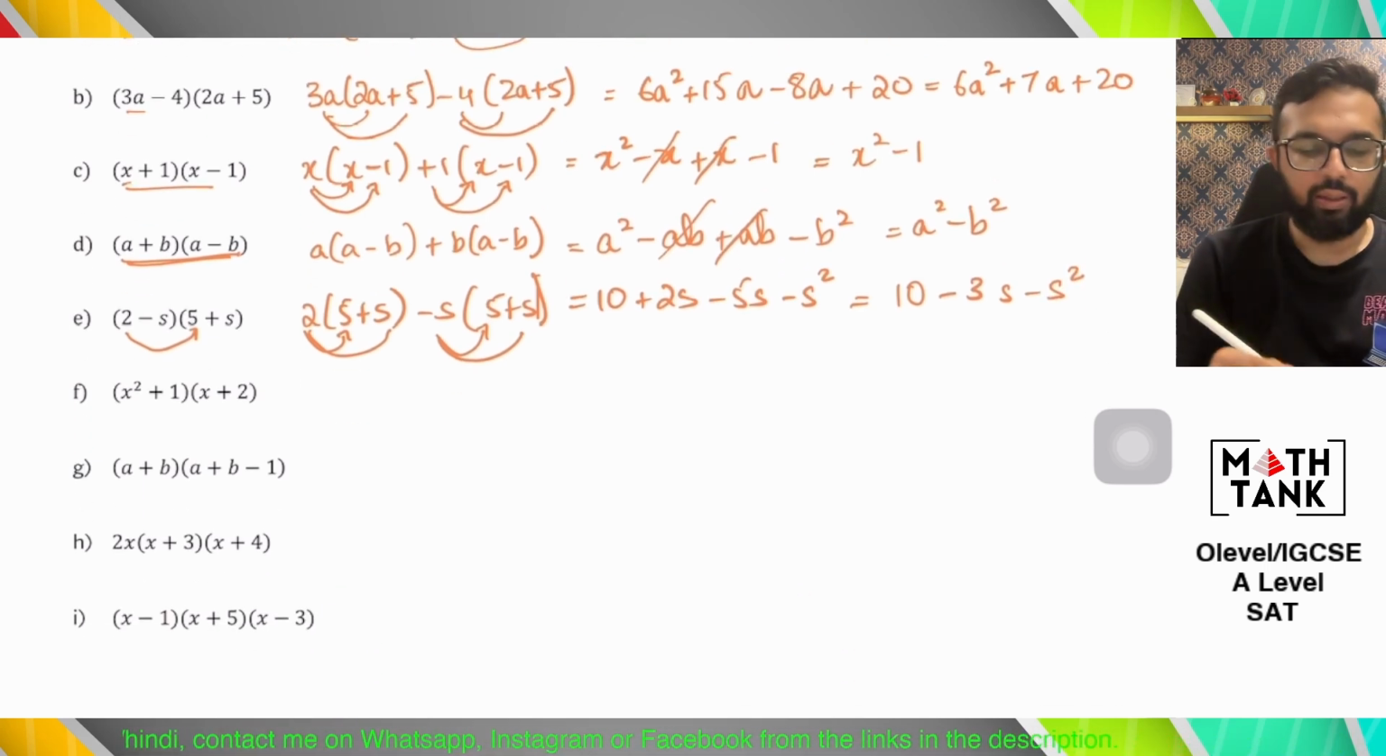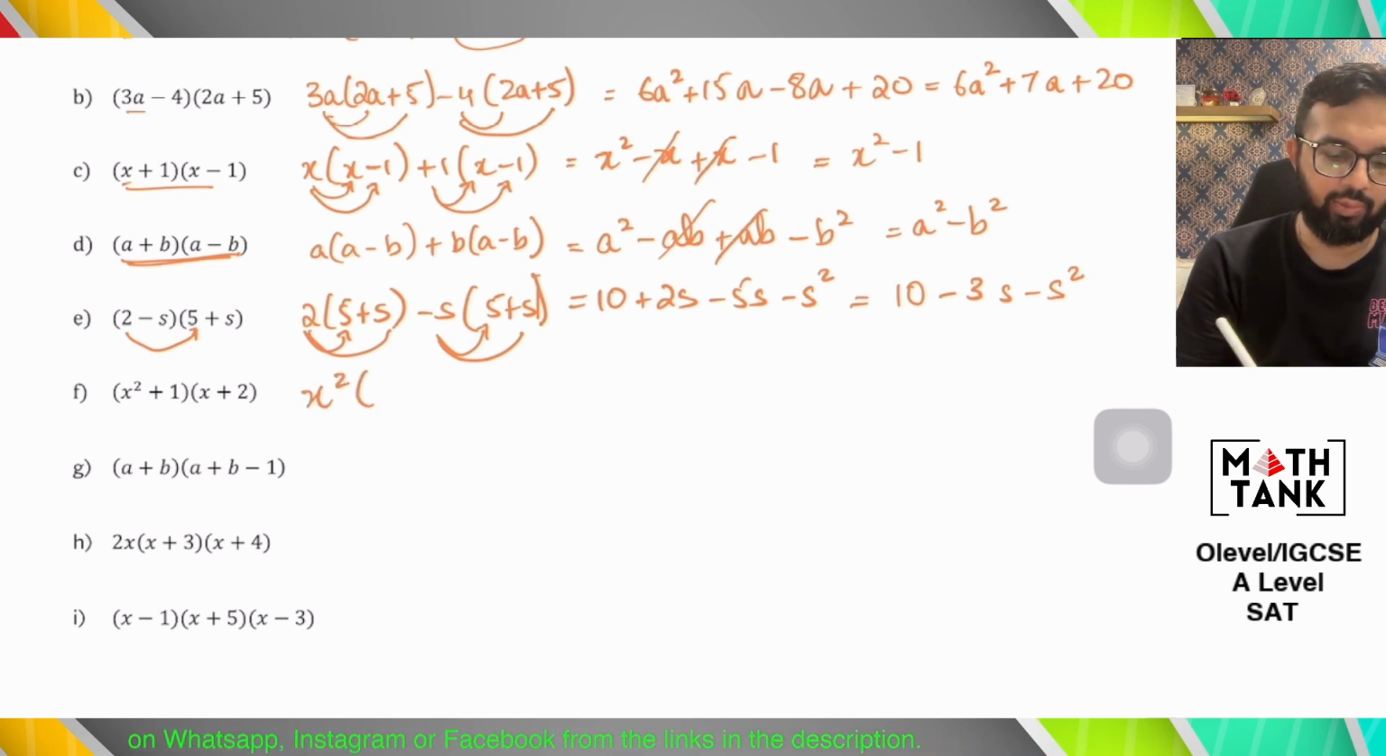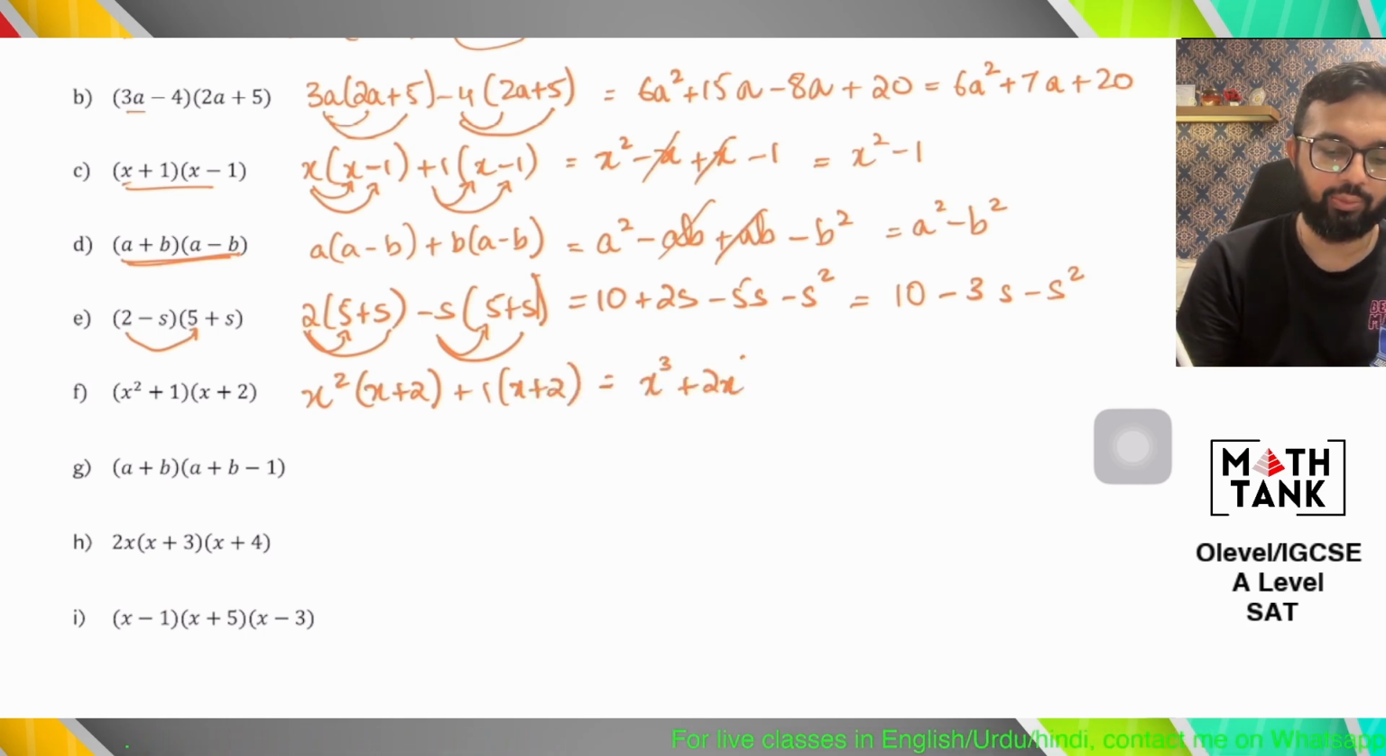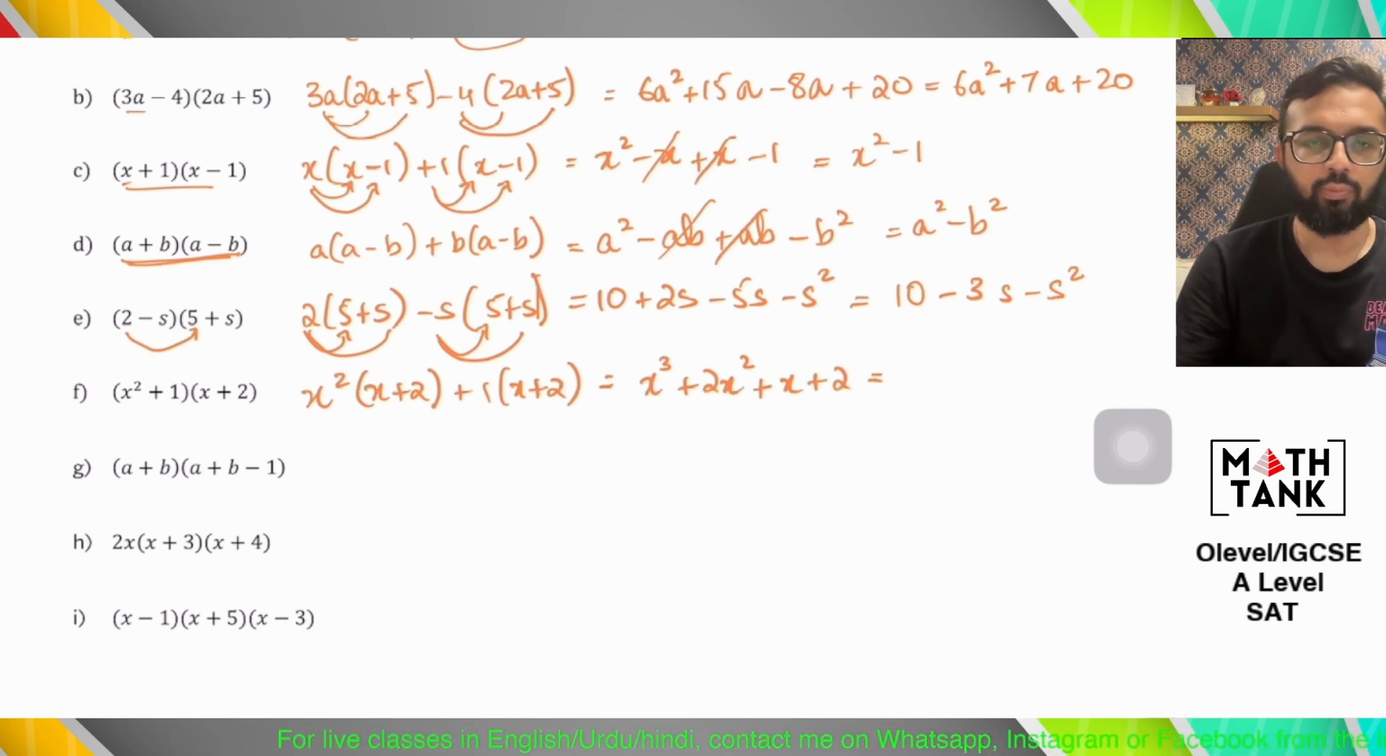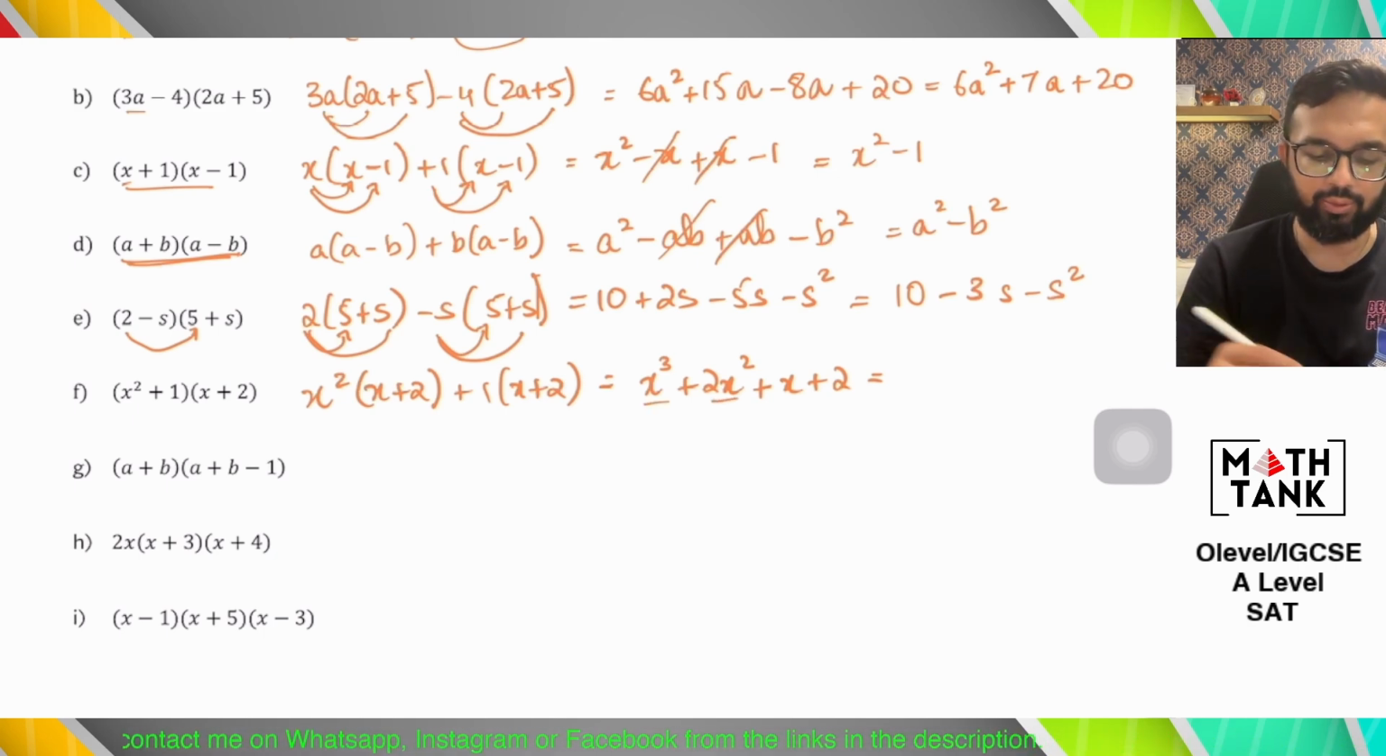Then I could have higher powers as well. So x square could multiply with x plus 2 plus 1 and then x plus 2. So I get x cubed plus 2x square plus x plus 2. Okay, I can't add any terms now because they're not like terms. Let's move on.